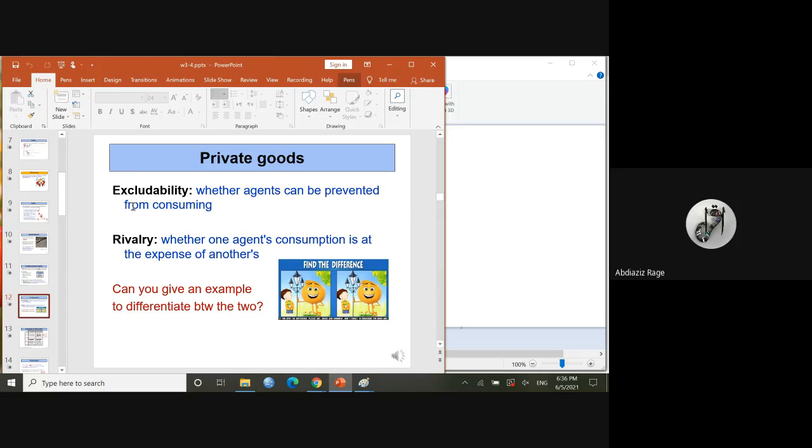Yeah, can you repeat the two terms? Okay, my question was, if you look at my screen, can you give me one example to differentiate between excludability and rivalry? Give me one example for excludability. Give me one example for rivalry. How do they differ from each other?